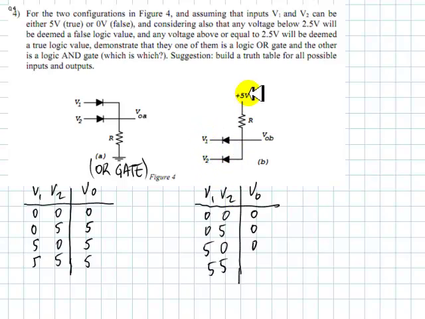But if both of them are at 5 volts, there will be no difference of potential across the anode and the cathode. The diode will remain open, the current will be 0 here, so the output will be the voltage of the power supply here, 5 volts. This is an AND gate, and this is the answer to this question of the assignment.